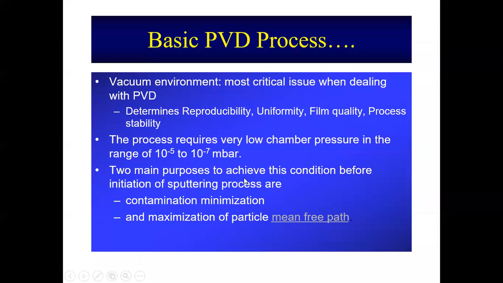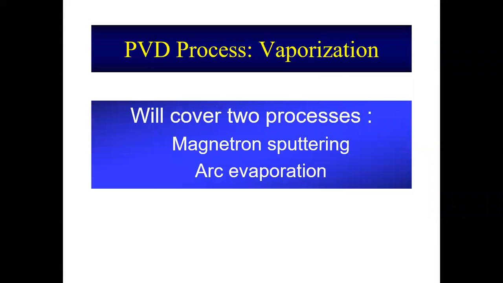Okay, so again, the purpose of the vacuum is two main purposes. One is contamination minimization. The other one is maximization of the particle mean free path. Okay, so let's look at the vaporization. We're going to cover vaporization from solid to gaseous phase for two processes. One is the magnetron sputtering process. The other one is the arc evaporation process. Okay?